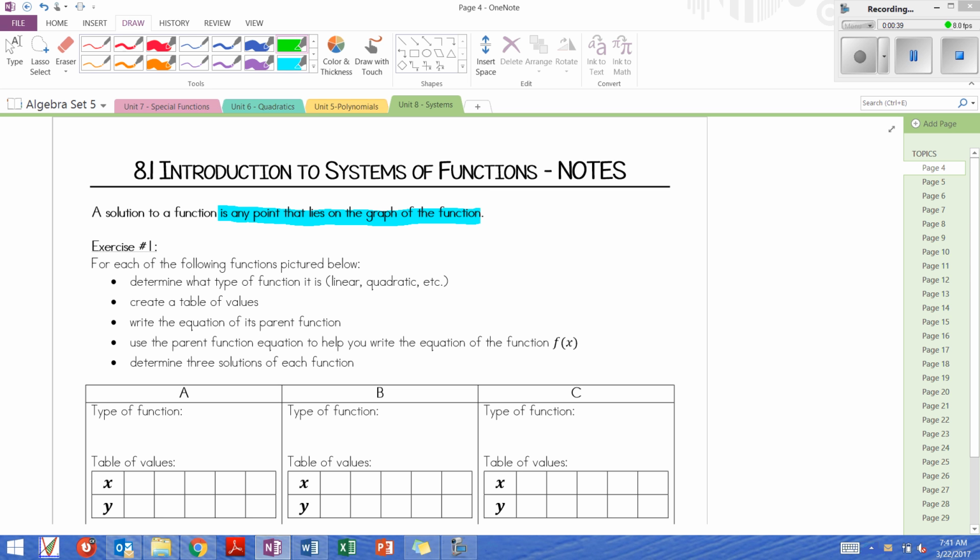If we read on, exercise number 1 wants us to do a ton of things for each of the different parts A, B, and C. We first need to determine the type of the function: linear, quadratic, absolute value, square root, whatever it might be. Then from the graph, we will get the table of values, write the equation of its parent function, and then use the parent function equation to help us write the equation of f of x, the function they have given us. And then we will determine 3 solutions for each function.